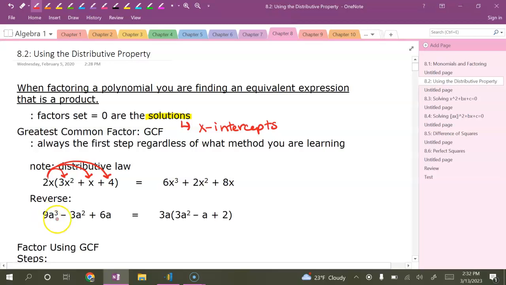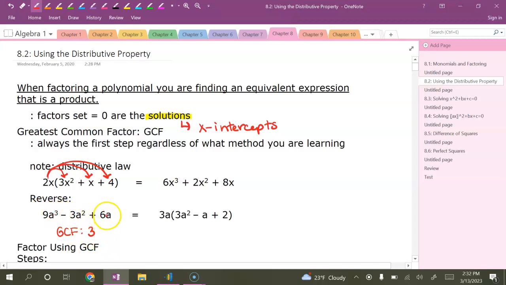So if I look at different polynomials, I'm going to look at those individual terms and try to figure out what's the GCF. What's the biggest number that I could take out? What's the biggest number of letters I could take out? For this one, I have a 9, a 3, and a 6. I know that I can divide all of those by a 3, because 9 can be divided by 3, 3 can be divided by 3, and so can 6.